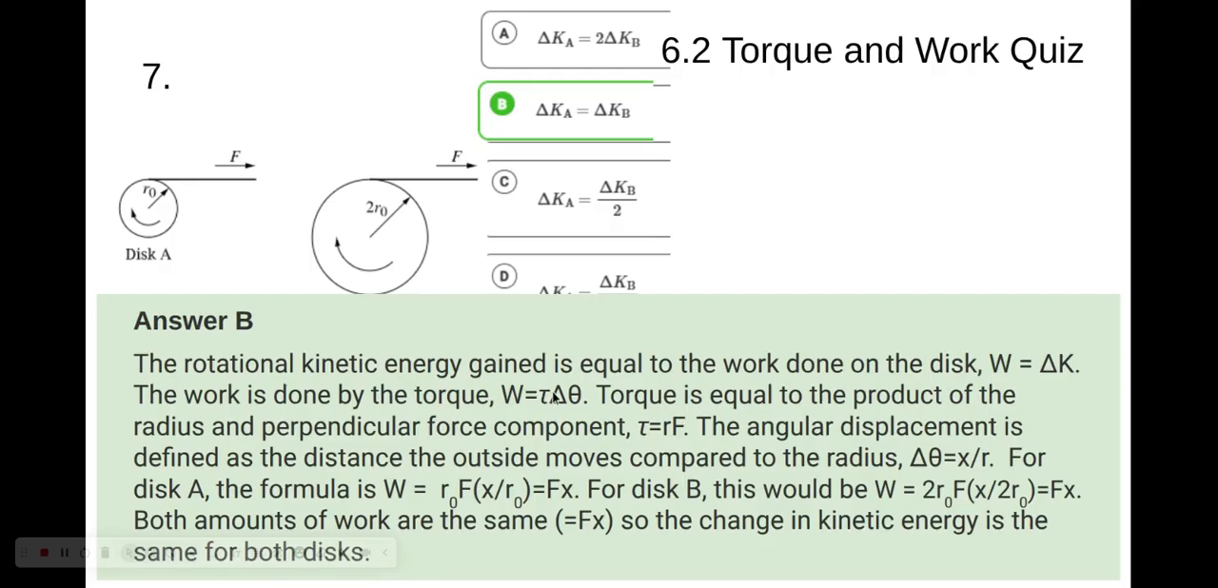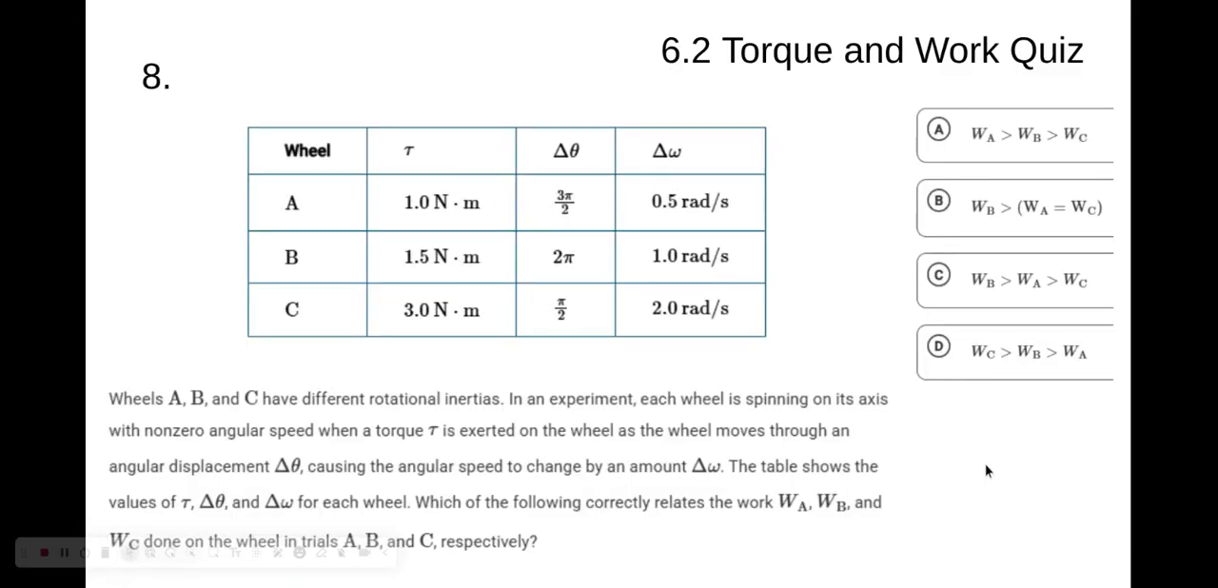So again, what I did was I found the basic formula for this, RF, and the basic formula for this, change in linear distance divided by the radius. I doubled both of them and they cancel each other out. Sorry about that, I can't go backwards on my laptop, so we're going to go on to number 8.